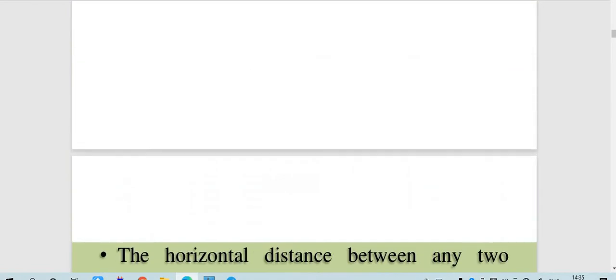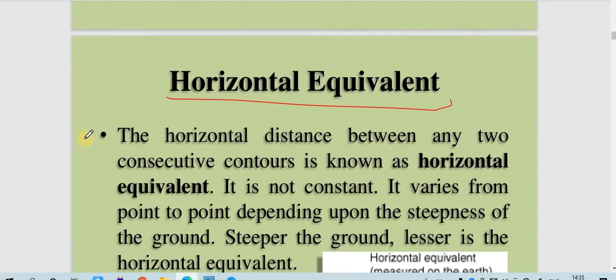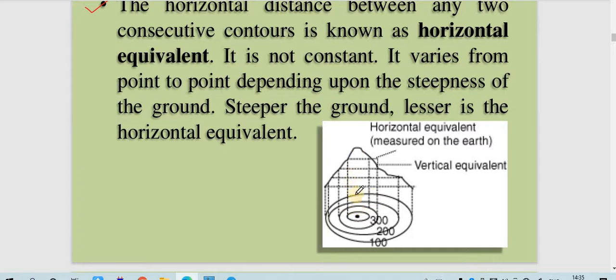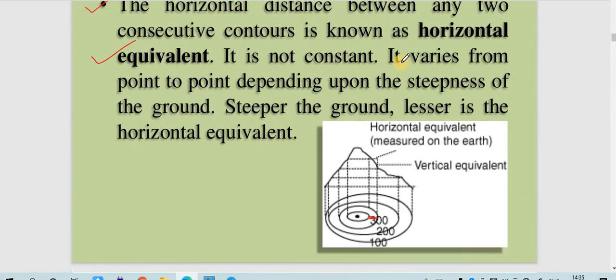Then the next term is the horizontal equivalent. The horizontal distance between any two consecutive contours is known as the horizontal equivalent. As we did on the vertical side, we also do it on the horizontal side. It is not constant. It varies from point to point depending upon the steepness of the ground. The steeper the ground, the lesser the horizontal equivalent.